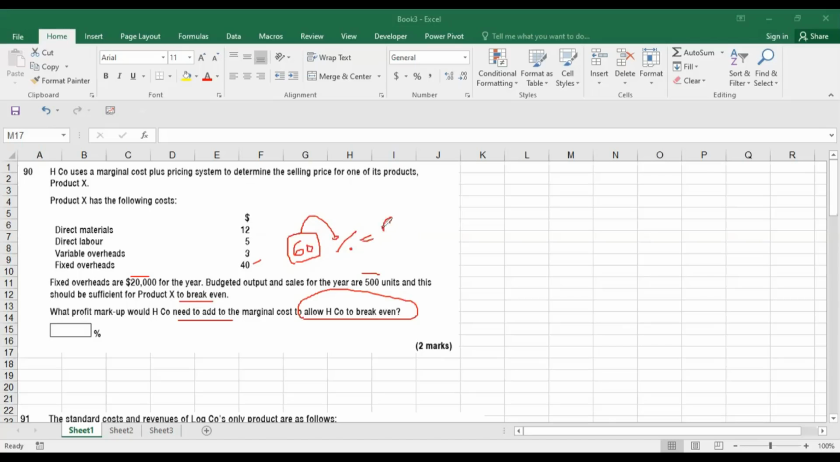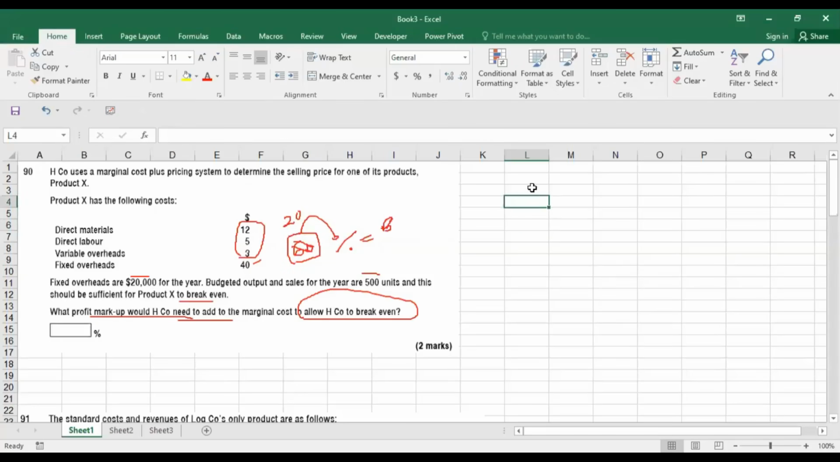So this is the question here: what profit markup would each company need to add to the marginal cost to allow it to break even? And by the way, marginal cost is not 60, marginal cost is 20, because 60 is the total cost, which includes fixed. So how should we do that? Who can explain?